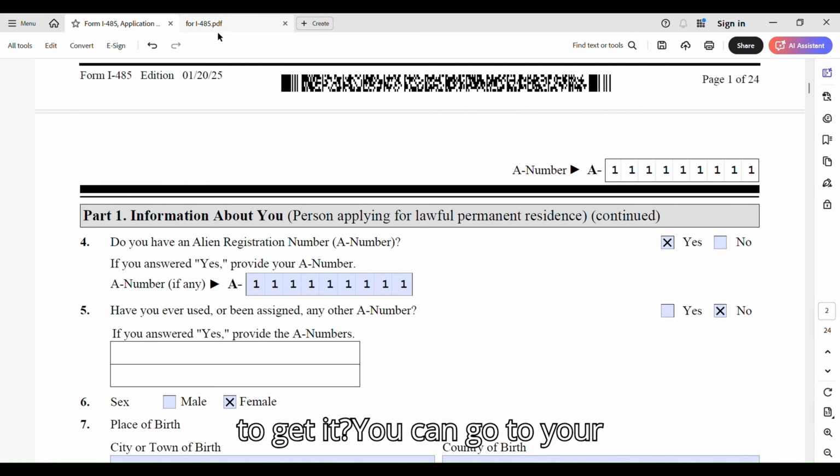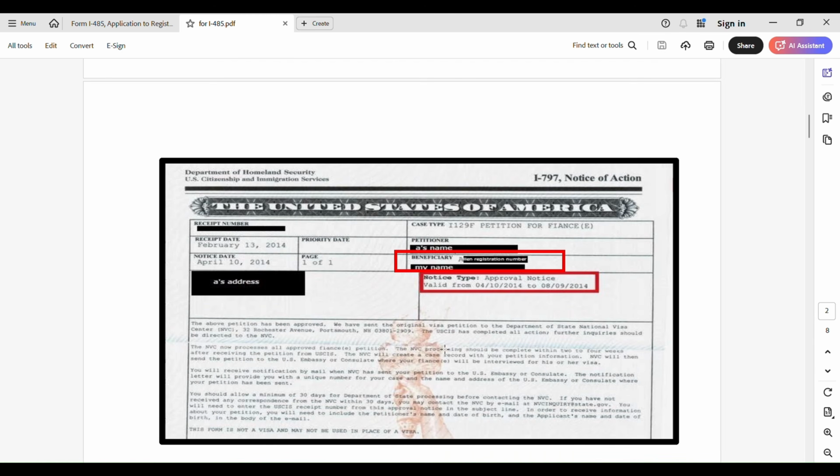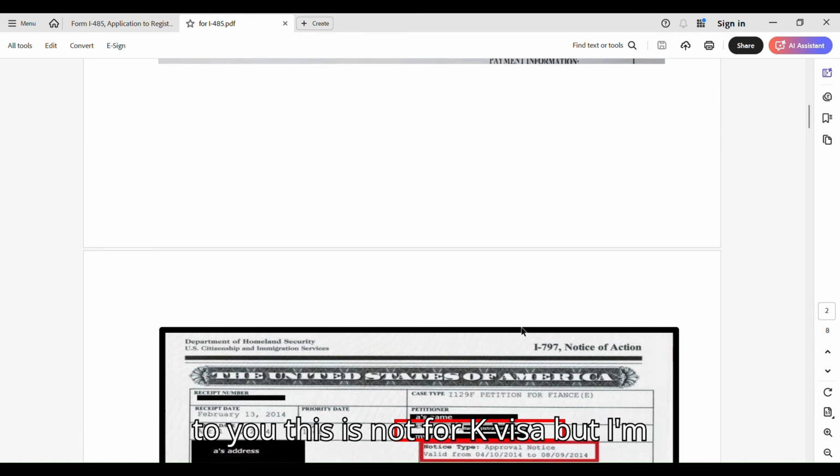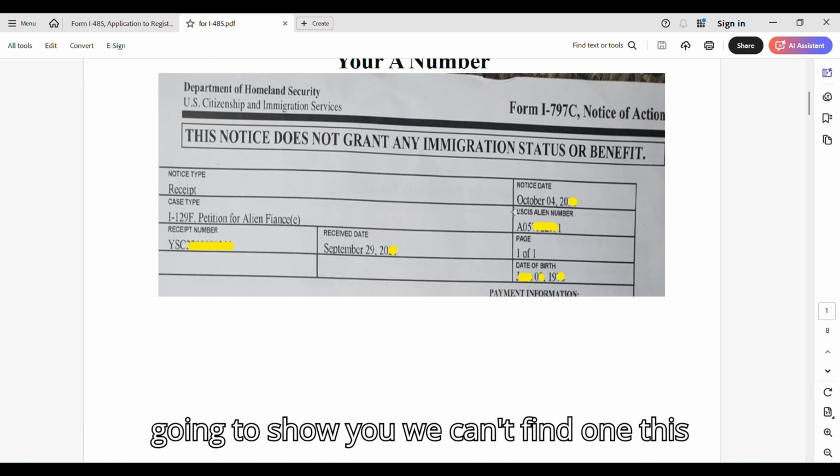How to get it? You can go to your I-797C or I-797 proof of notice. You can find it right here. I'm going to show it to you. This is not for a K visa, but I'm going to show you where you can find one.